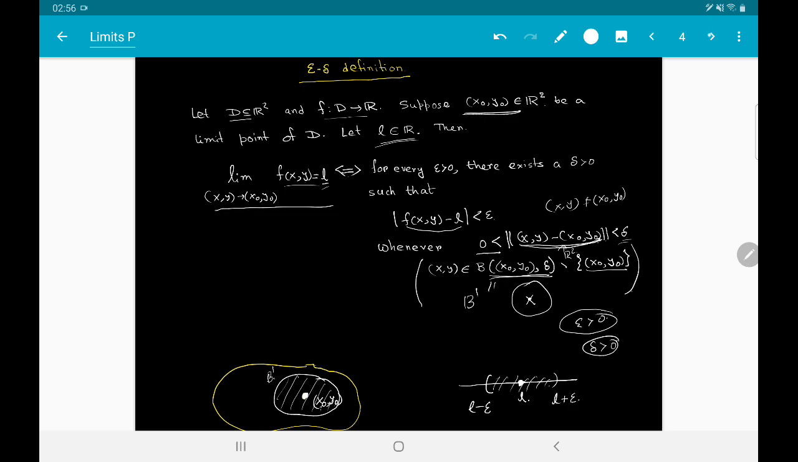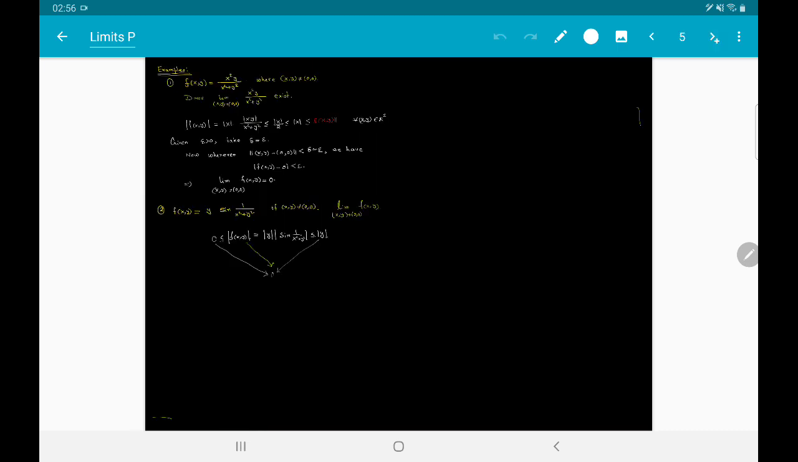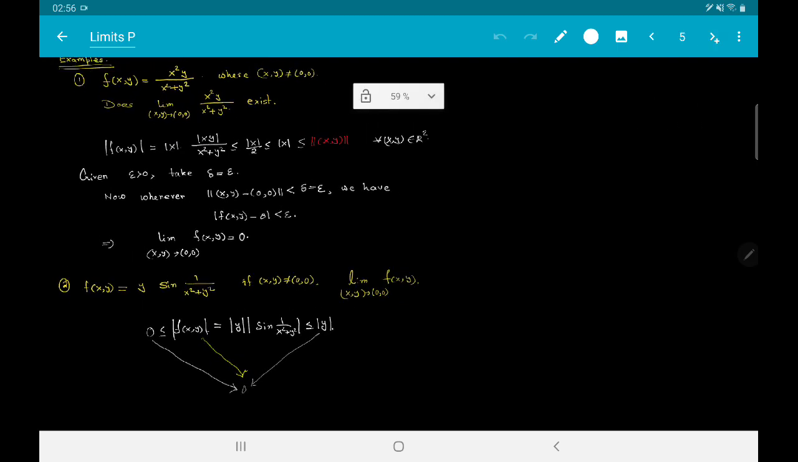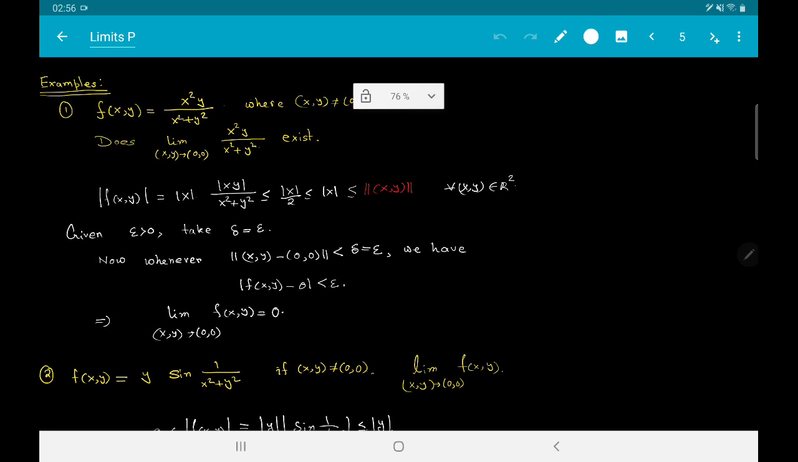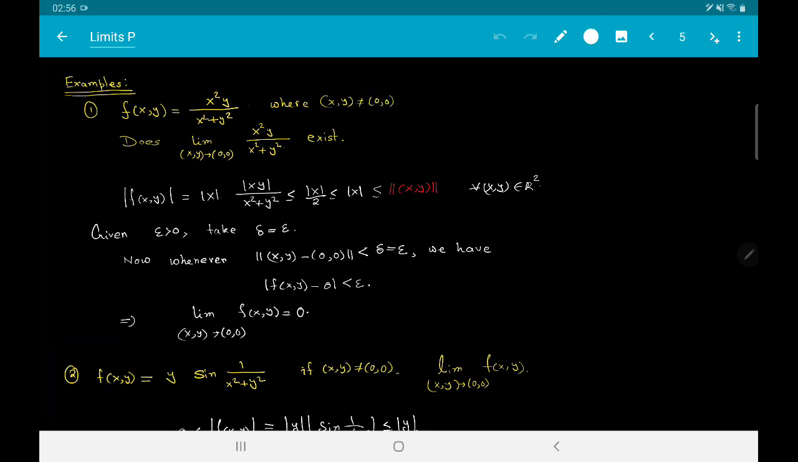So again I finish this slide by working out a couple of examples. Let me work out the following example. Suppose f(x,y) is a function given by x squared y divided by x squared plus y squared. As always, it is very easy to check that the limit will exist if you take any point (x0,y0) which is not the origin, because this is a bivariate rational function.